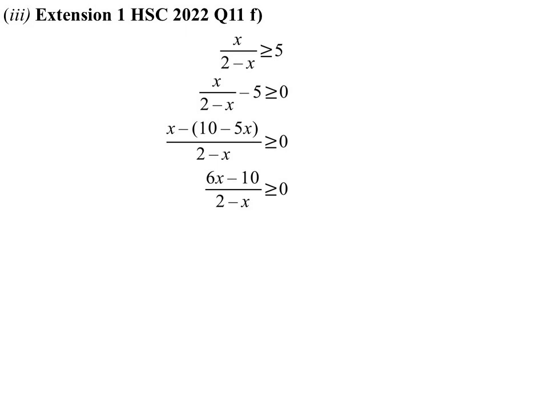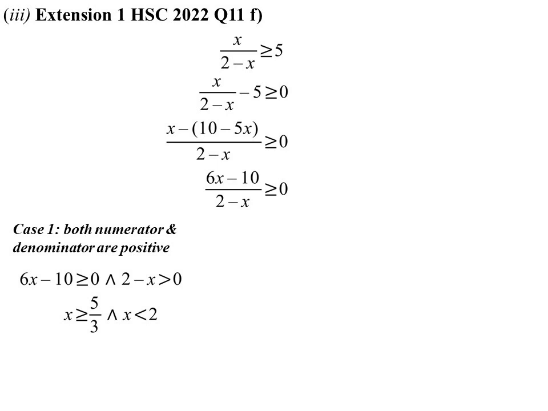Here's yet another way of thinking about these questions. To be honest, not a huge fan of this, but it is another way of thinking about it. So if this fraction is positive, then the numerator and the denominator must have the same sign. So the first case is if they're both positive. If they're both positive, 6x minus 10 is greater than 0 and 2 minus x is greater than 0 as well. So that gives us two possibilities. x is greater than or equal to 5 on 3 and x is less than 2. But both have to be true. Therefore, the solution to this case is x is in between 5 on 3 and 2.